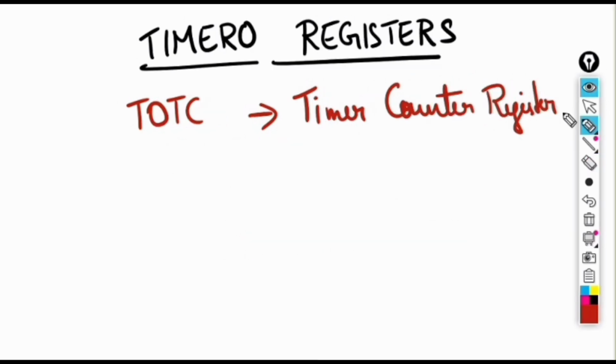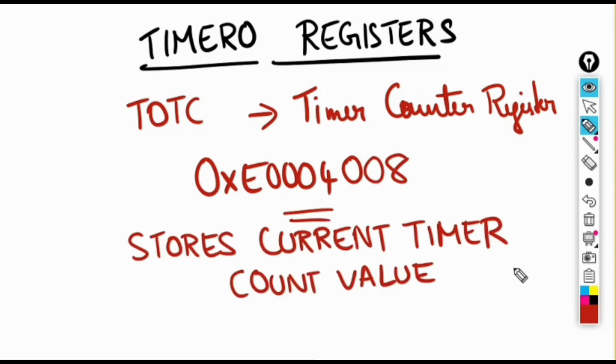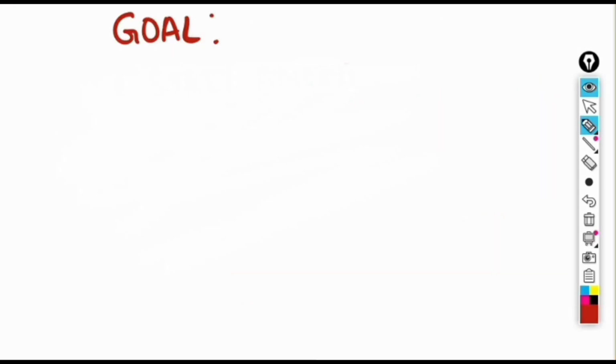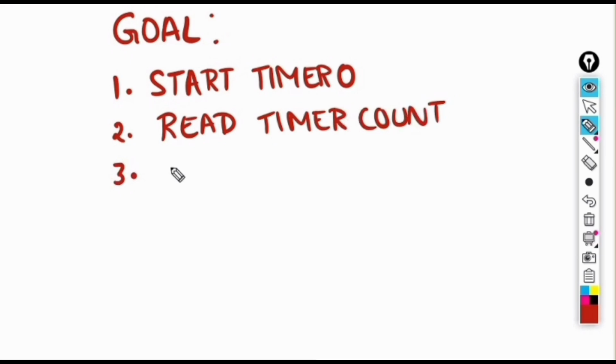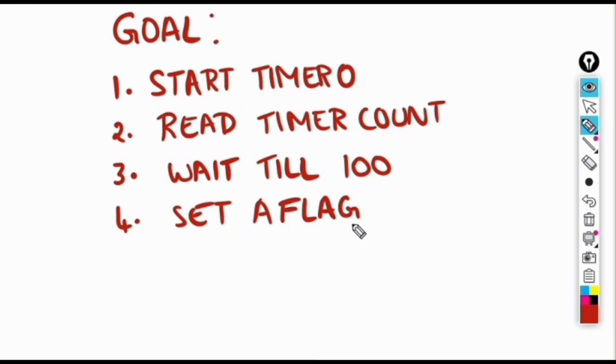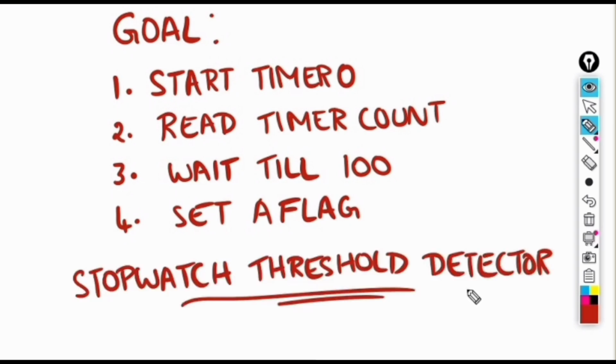Next we have the timer counter register, T0TC, and this is the address associated with it. This stores the current timer count value. This value continuously increases once the timer is enabled. The objective of this program is to start timer 0, continuously read the timer count, wait until the count reaches 100, and then set a flag. So this behaves like a simple stopwatch threshold detector.